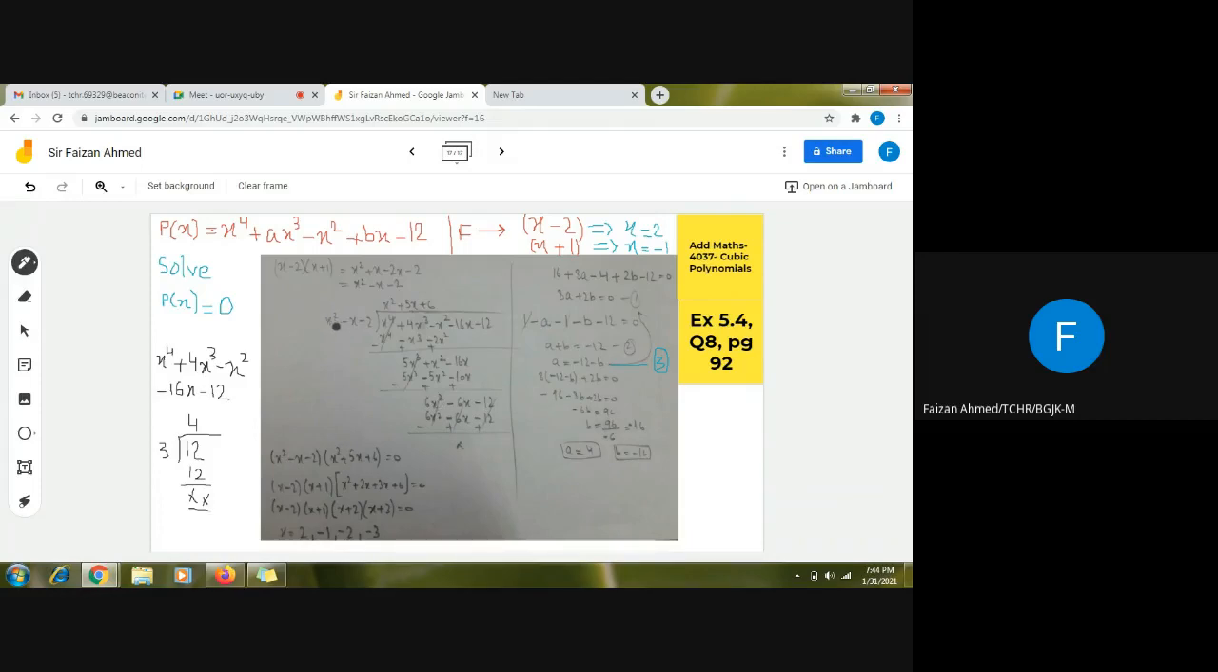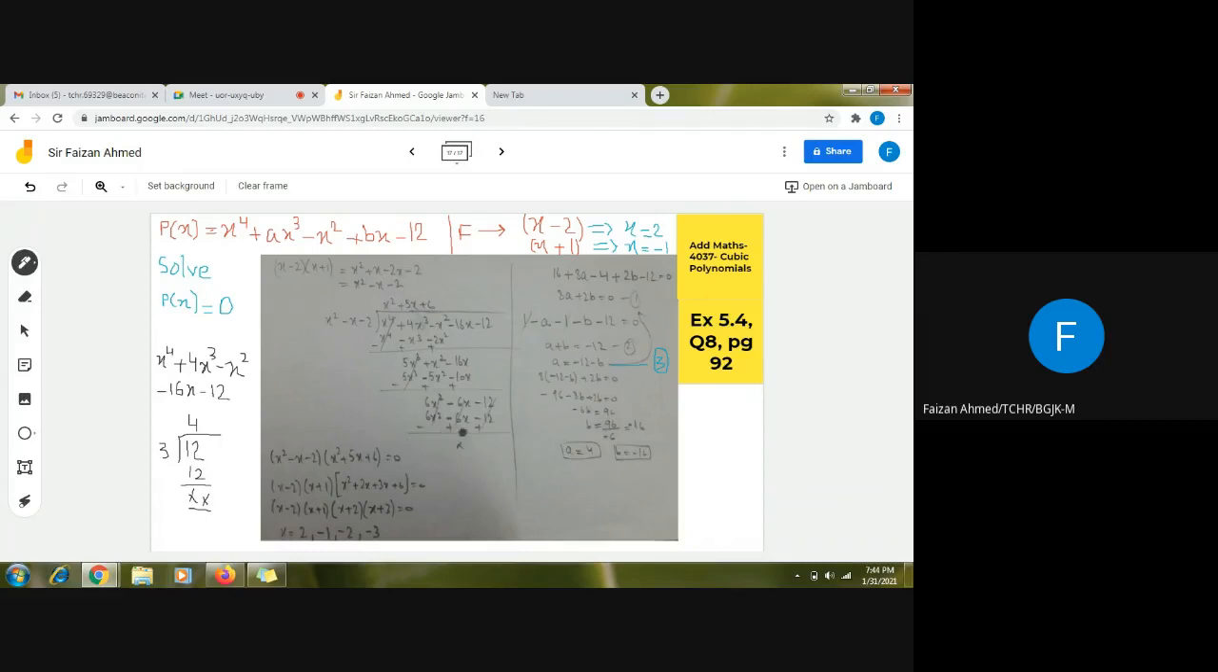So I will just have to multiply it with plus 6. So I will write plus 6 over here. And now this plus 6 will be multiplied with x square to give me positive 6x square. Now plus x will be multiplied with minus x to give me minus 6x, and this plus 6 will be multiplied with minus 2 to give me minus 12.